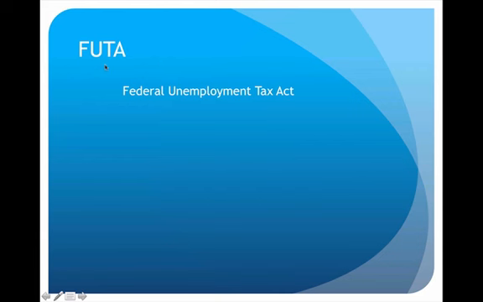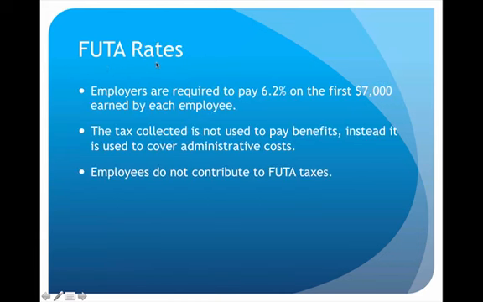Now the first level that we're going to look at unemployment is at the federal level. And we actually have an act called the Federal Unemployment Tax Act, or FUTA for short. One of the requirements of this act is that we as employers contribute a certain amount of money for unemployment taxes. Now the rates involved do change from time to time, but currently we are required to pay 6.2% on the first $7,000 earned by each employee. So it's not only a percentage rate, but a cap, and it's a cap per employee.